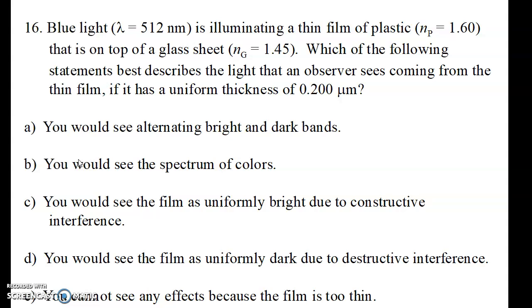Here, blue light, lambda is 512 nanometers, is illuminating a thin film of plastic. Refractive index is 1.60, on top of a glass sheet, refractive index 1.45. Which of the following statements best describes the light that an observer sees coming from the thin film if it has a uniform thickness of 0.2 microns? And the answer is D. We will see the film as uniformly dark due to destructive interference.